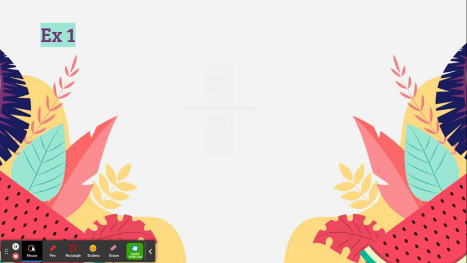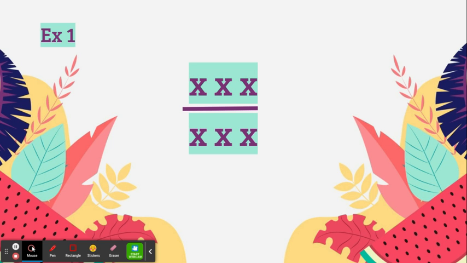Example 1. X cubed divided by x cubed. The first step would be to expand this exponent notation. So we have x times x times x in the numerator and x times x times x in the denominator. Now we can see what will cancel.